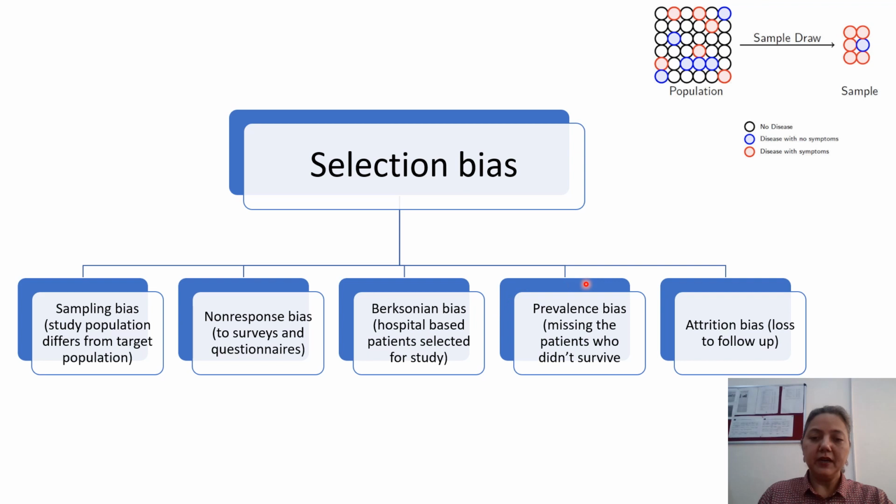Another is prevalence bias, where we tend to miss the patients who have not survived, and we are considering only ones who are suffering and are alive. Another is attrition bias, where during cohort studies, during the follow-up period, the patients tend to leave the study, or the ones who are exposed tend to leave the study, thereby leading to attrition loss.